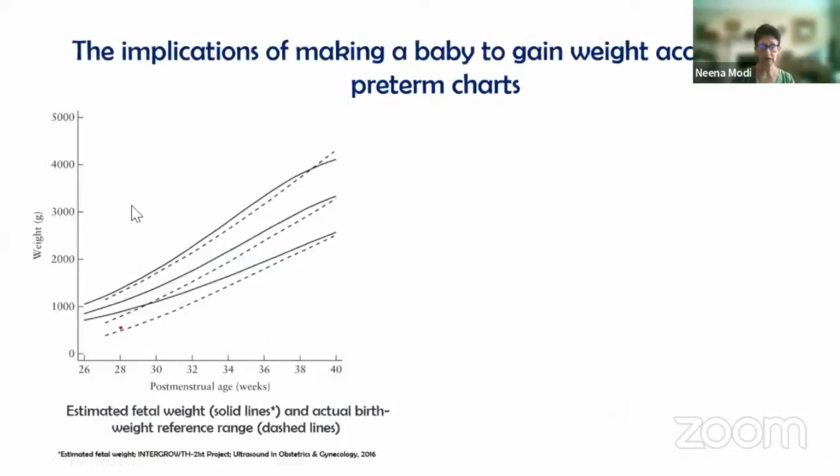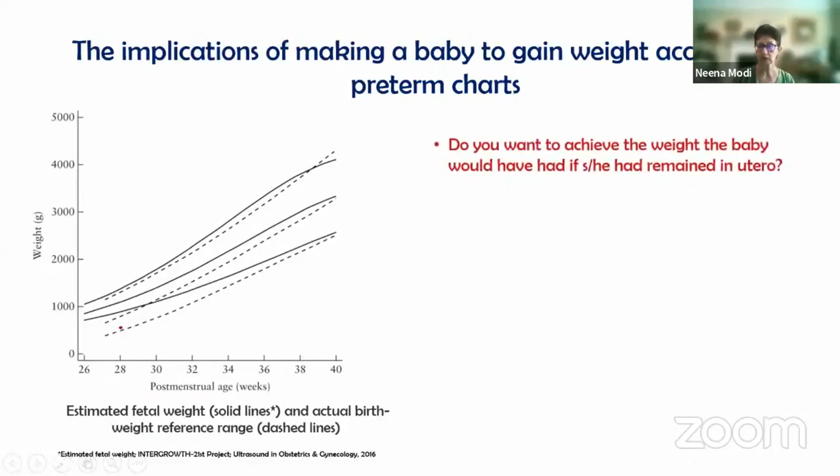Here is a set of growth curves. On the y-axis, we have weight. On the x-axis, we have postmenstrual age. The solid lines are estimated fetal weights, and you will see that they are higher than actual birth weight reference ranges, which are the dotted lines. And here, this red dot depicts a hypothetical baby born at 28 weeks gestation.